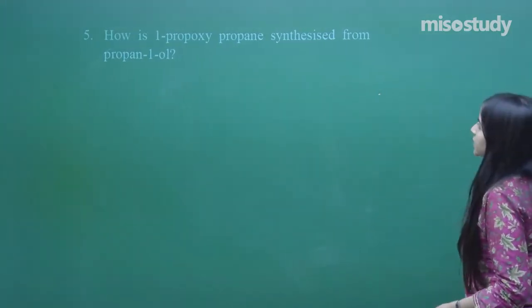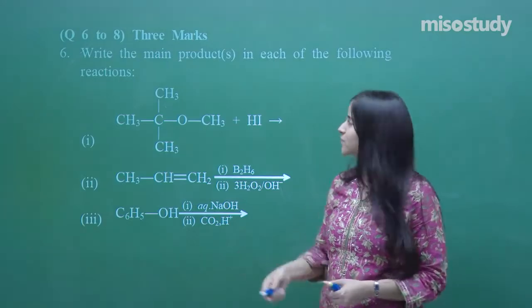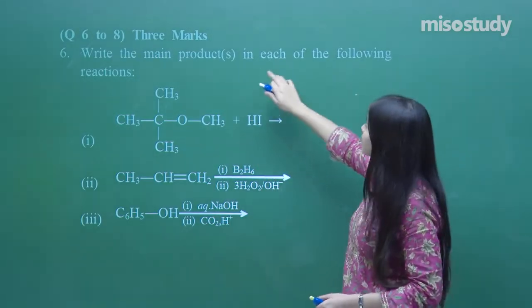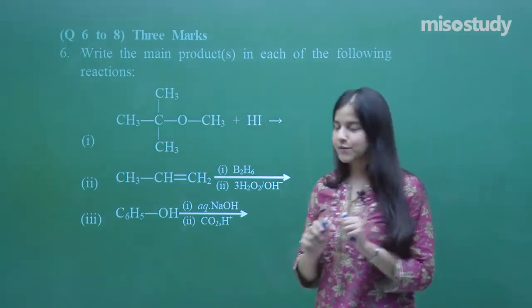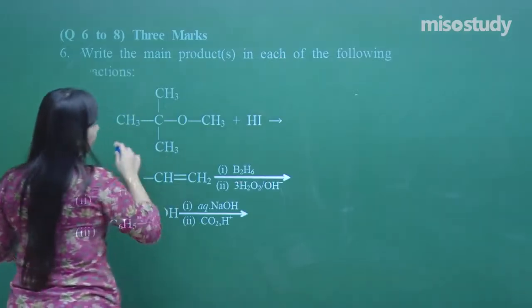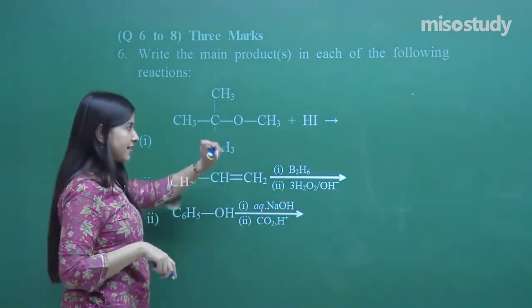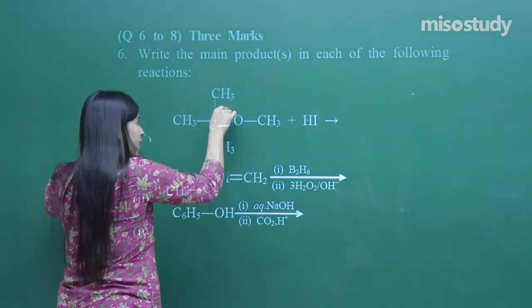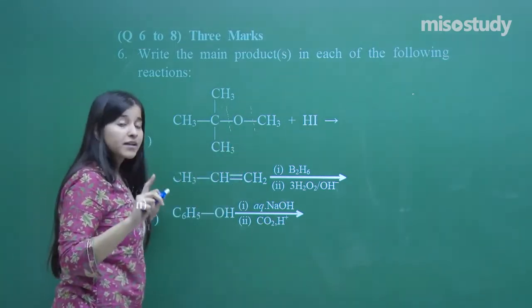I need some variation now. Okay, here comes the variation, and that too a very good one. 3-mark questions. Write the main products in each of the following reactions. So I need to write the main product. See here very carefully. These kinds of reactions are very important. Fine? Whenever they have introduced HI, what you are going to do is either break this or break this, depending upon the stability.